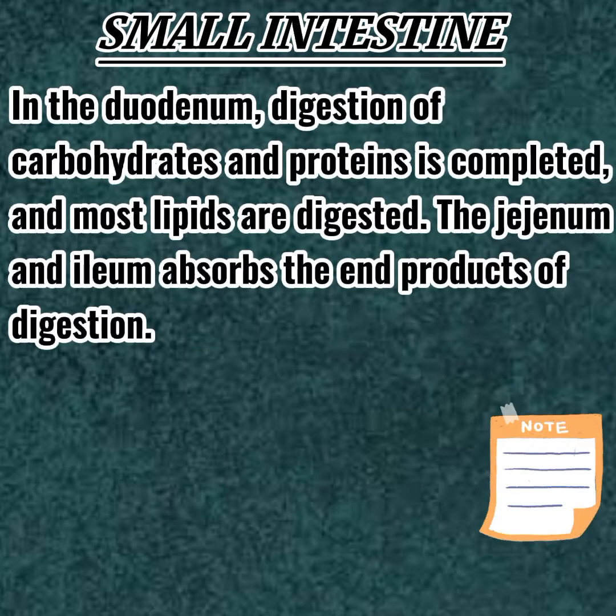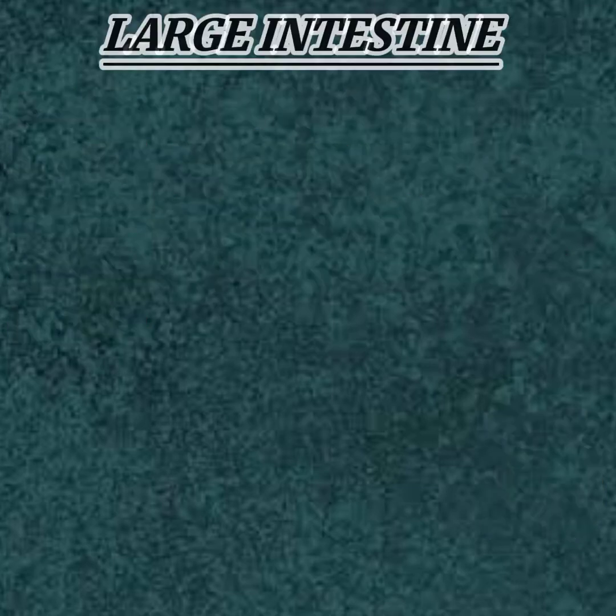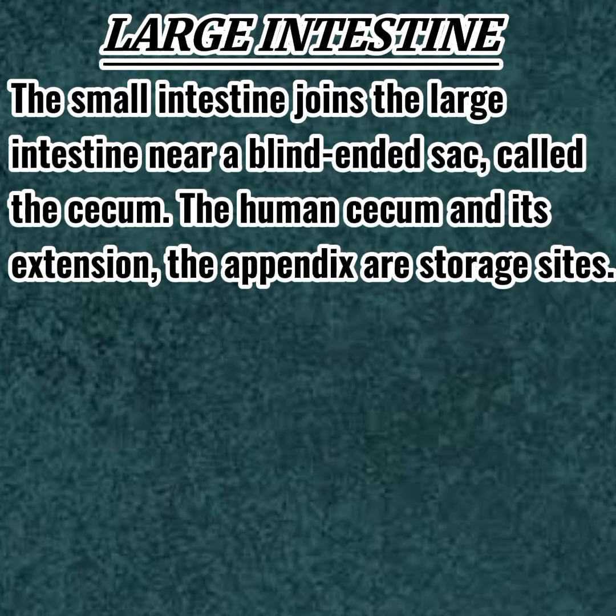In the duodenum, digestion of carbohydrates and proteins is completed, and most lipids are digested. The jejunum and ileum absorb the end products of digestion. Large intestine. The small intestine joins the large intestine near a blind-ended sac called the cecum. The human cecum and its extension, the appendix, are storage sites.